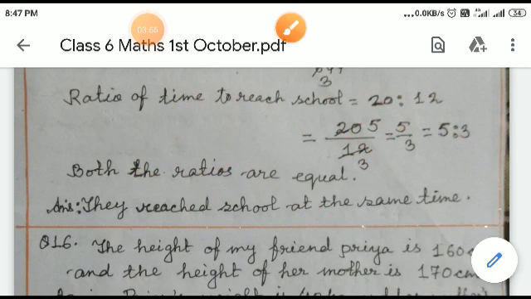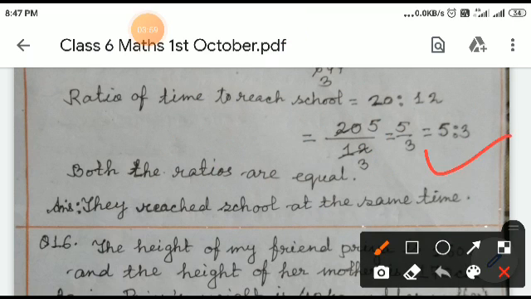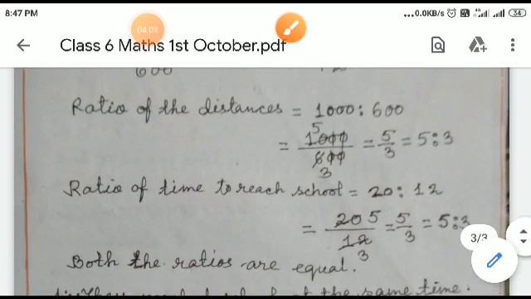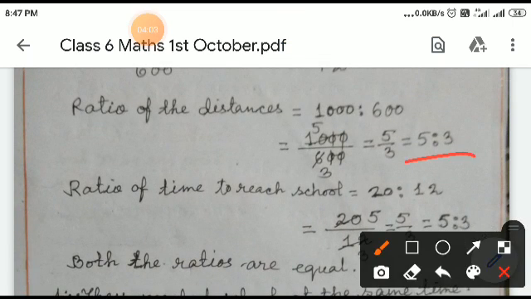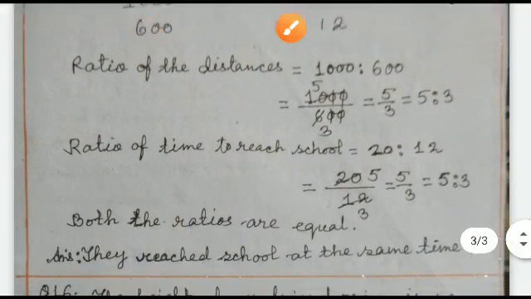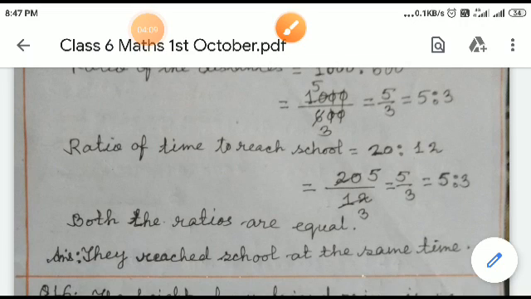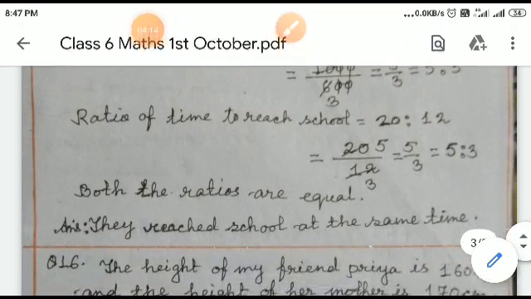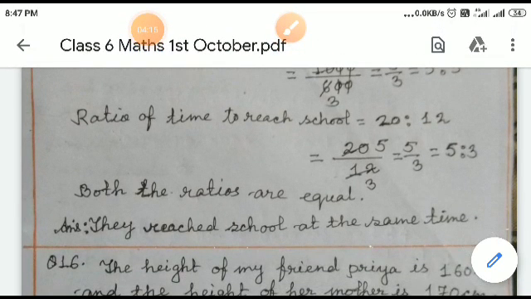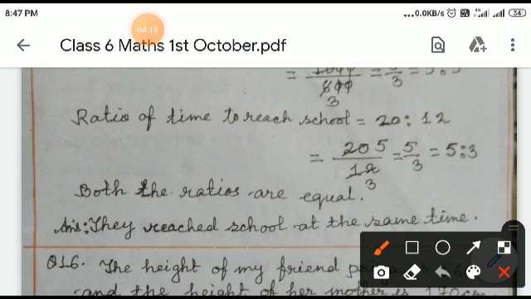So we have got the ratio between the times equal to 5 is to 3 and the ratio of distances also 5 is to 3. Both the ratios are same. Both are 5 is to 3. So we can say that they are in proportion. The ratios are equal, so they are in proportion. That is, they reached school at the same time.